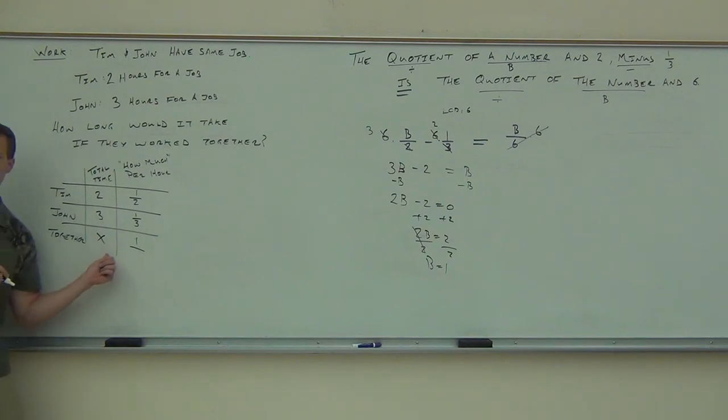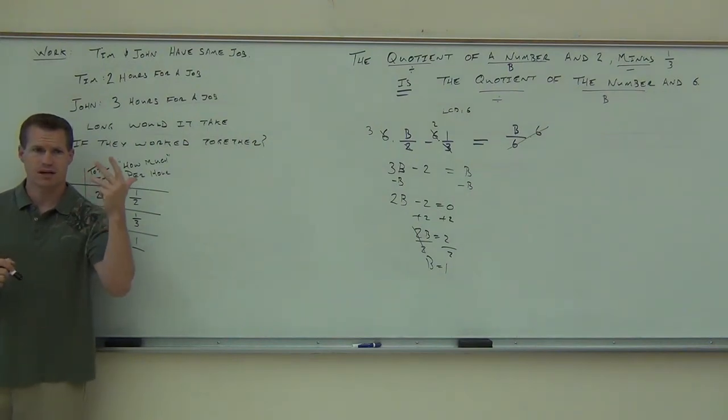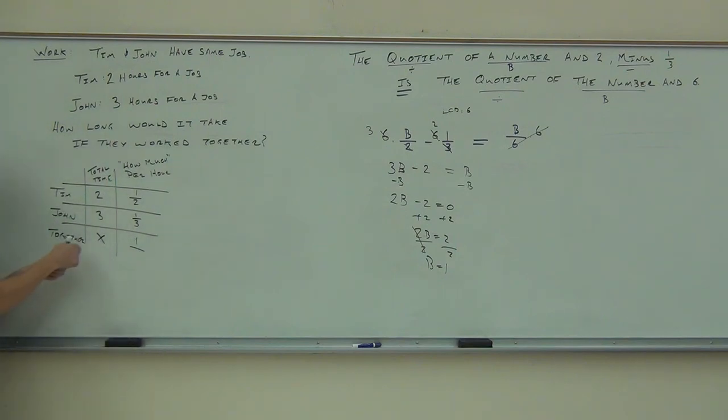Let's say that was 10. I don't even know, but let's say that's 10. If X was 10, you'd have a tenth of the job done every hour. So that's why it would take you 10 hours. You with me on that? So however long this is, it's 1 over X. 2 gives you 1/2. 3 gives you 1/3. X gives you 1 over X.